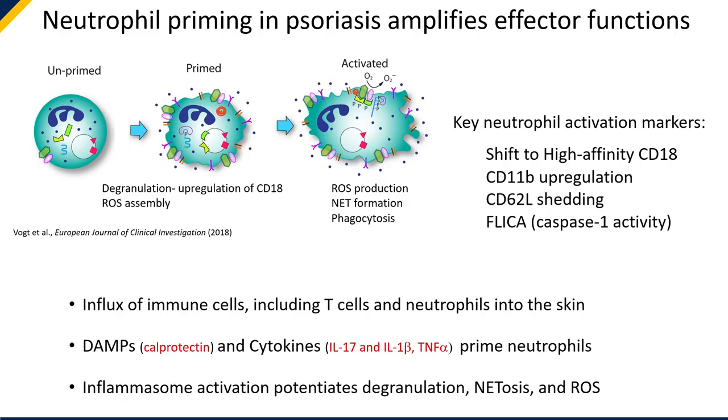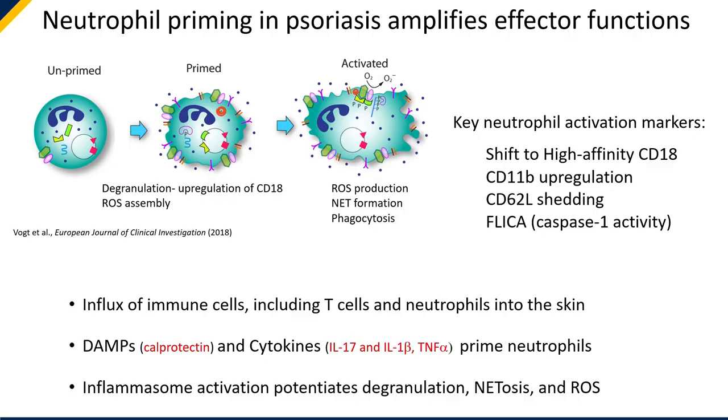In psoriasis, T-cell influx into the skin precedes and induces neutrophil recruitment, which drives hyperkeratosis and plaque formation. In early skin lesions, neutrophil inflammasomes are activated, leading to NETosis, ROS production, and the release of cytokines and DAMPs, all of which exacerbate psoriasis. Neutrophil activation plays a key role in psoriasis pathogenesis.